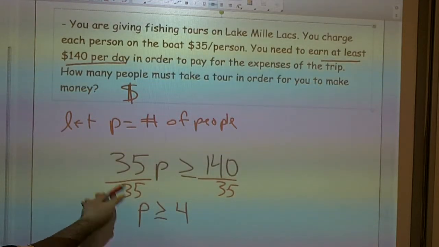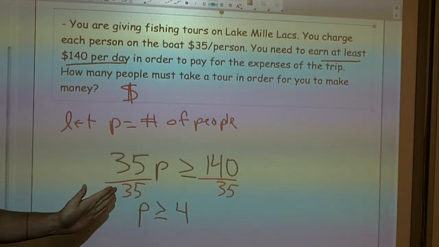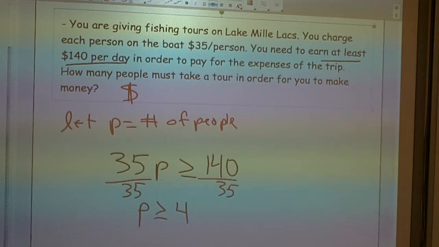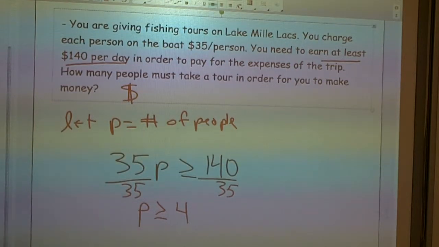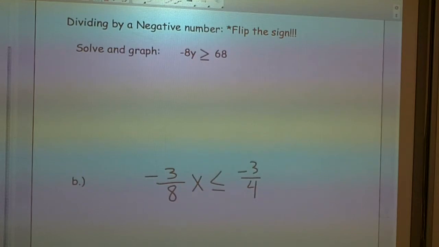Now, this is saying that you can definitely make more. You probably want to make more. That's kind of the purpose of an inequality, saying this is at least 4 people to make money for your trip. So again, this is just dividing both sides by a positive number. Notice there's no sign flip. We'll finish just with dividing by a negative number. Again, same deal. We flip the sign whenever we divide or multiply by a negative number.